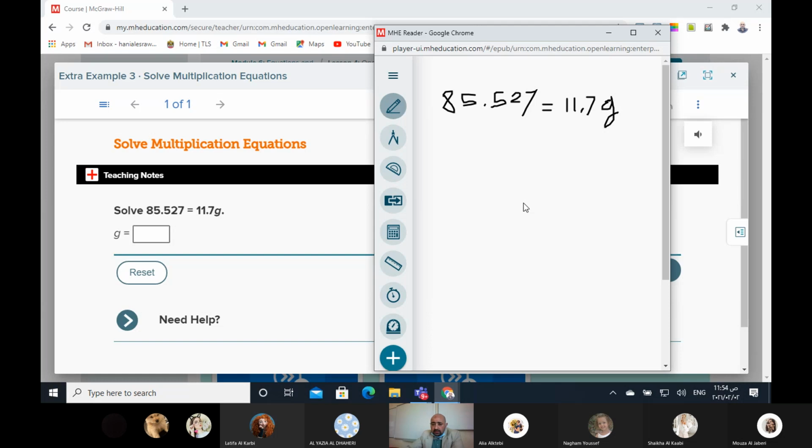Check with me, please. To solve this equation, we must remove the coefficient to keep the variable alone. How to remove this coefficient? What is the operation between the coefficient and this variable? Multiplication. So divide the two sides by the coefficient. Divide by 11.7.